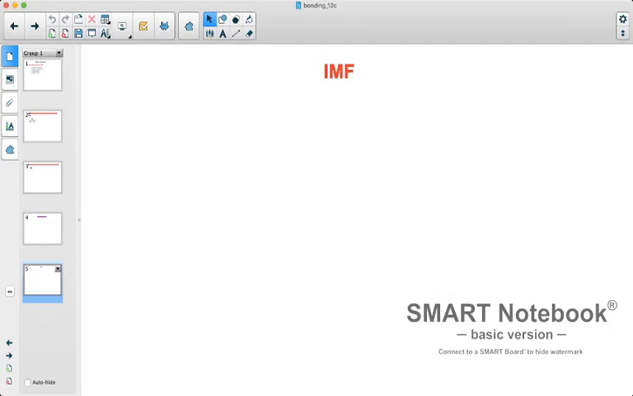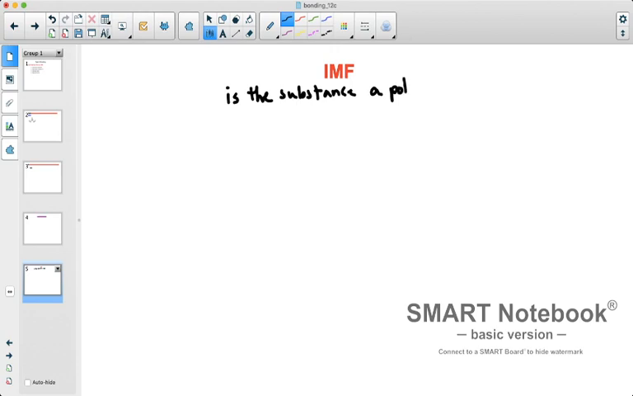So for my dichotomous key, the first thing that I want to do is add a very specific question, a yes or no question. So my first question that I'm going to add is, is the substance a polar molecule? By having that question, I can only answer yes or no. So I'm going to make all my yeses in one direction, and then I'm going to put all my no's in the other direction. Now, is the substance a polar molecule?